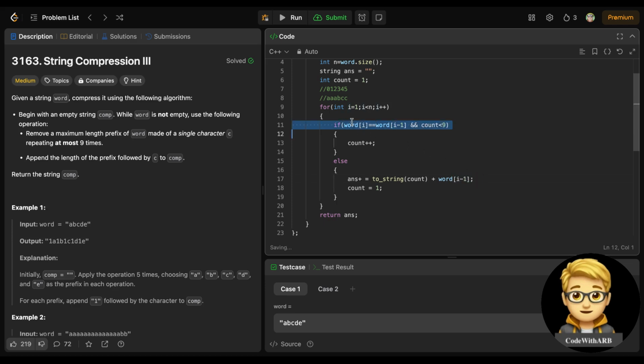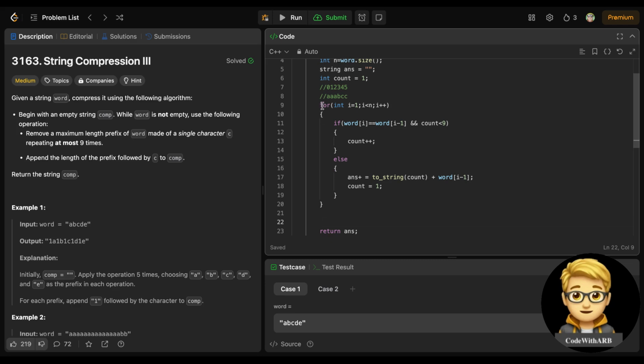Because the current word I is not equal to the previous one. So the previous one should be inserted in it, right? Previous one should be inserted, that's why word I minus 1, not word I, right? After this iteration, the last one, which is the c character, will not be inserted, because I am inserting the previous character in the else condition.